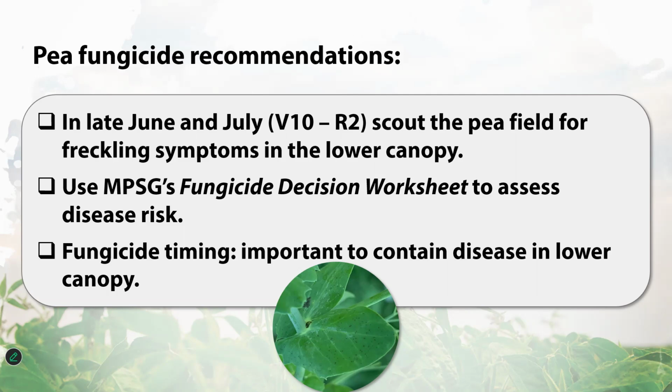And finally, with fungicide timing, fungicides are most effective as a preventative measure. So it is important to make applications at the early stages of infection and at early flowering, and this is to contain the disease in the lower canopy. If symptoms do not move beyond the lower third of the plant canopy by flowering stage, large yield losses would not be expected.